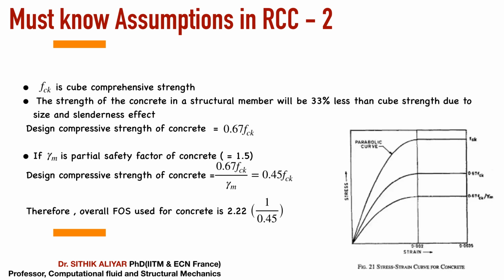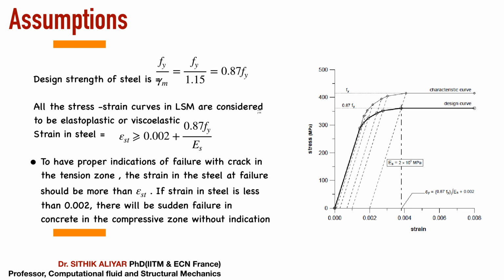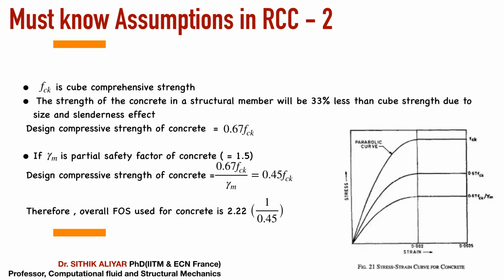So you see this graph, this is the stress-strain graph of concrete. I hope you know steel, that is coming in the next slide. This is for the steel, this is for concrete. If you see this parabolic curve, what they have written is fck. I hope you know now it is the cube compressive strength. I have written it wrongly here, it is not comprehensive, it's compressive strength. So fck is the cube compressive strength.